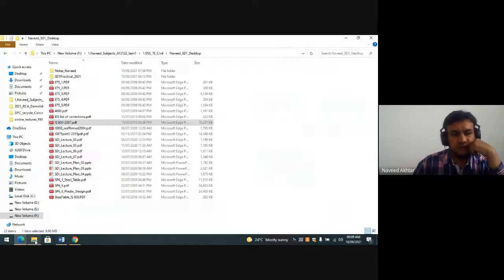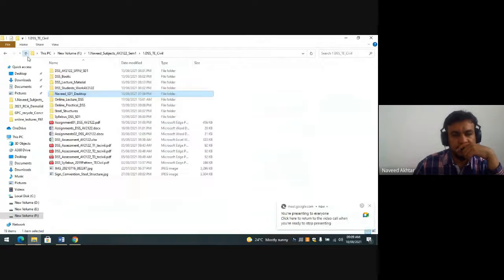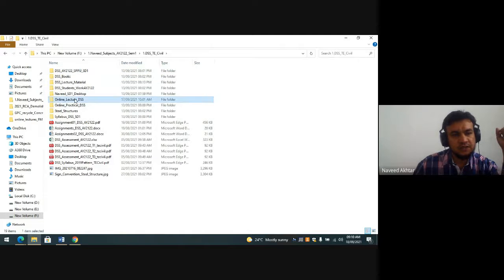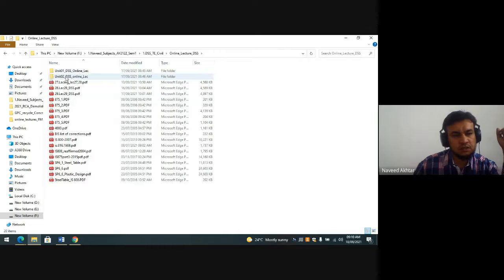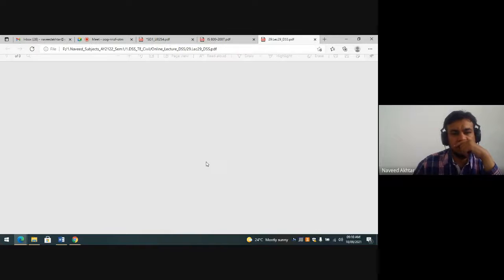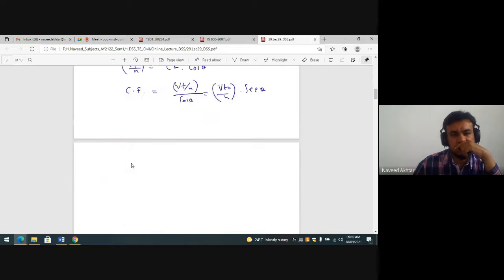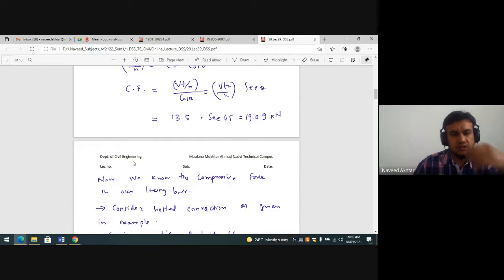In the previous lecture, we have completed the design of lacing system. Lacing systems are nothing but the horizontal or inclined members joining the two columns. It may be a single lacing system or a double lacing system. We completed the single lacing system example yesterday.